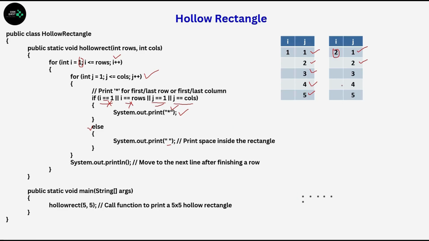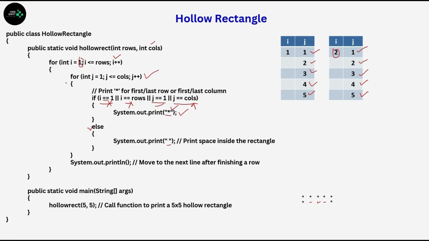And when the next time the j becomes 3, the same thing happens because none of these conditions match. Again, one more space will be printed here. And when j value is 4, once again the same thing happens. None of the conditions match. So we will get one more space here. Now when j value is 5, we can see this last condition matches because j is 5 and columns is also 5. So at this point I'm going to get one asterisk, this one.